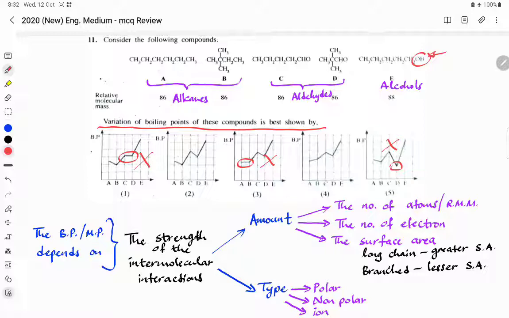Now C and D should have higher interactions, therefore higher boiling points than the alkanes. Now E has the highest one. Now let's compare the other two. Now A and B are both alkanes. They both form London forces. So from the type of the interaction we cannot find the correct answer. Let's go for the number of atoms. Both of them have the same number of atoms, the same relative molecular mass, therefore the same number of electrons, and we have to go for the surface area point. Now A is a long chain alkane, B is a branched alkane. Now long chain alkanes have greater surface area.